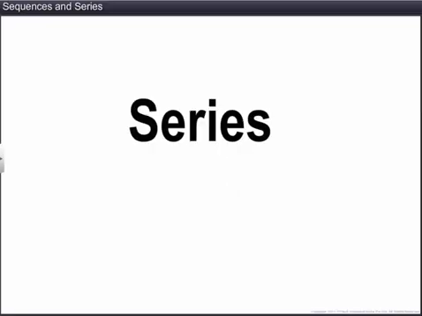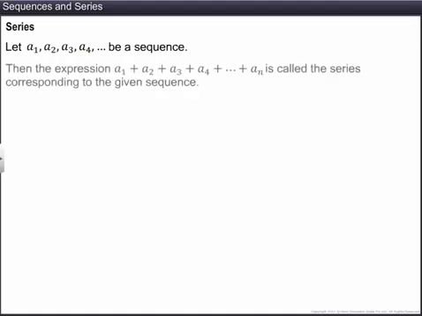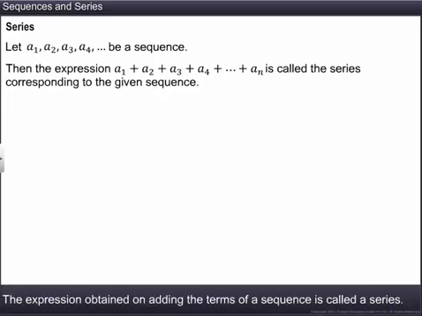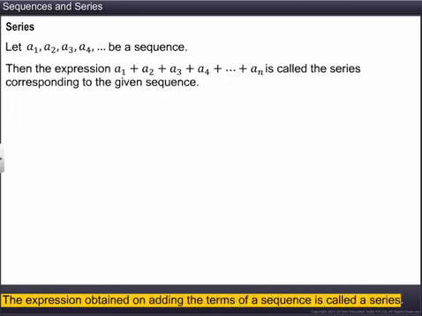Let us now learn about series. Consider a sequence with the terms A1, A2, A3, A4, and so on. Then, the expression A1 plus A2 plus A3 plus A4 and so on up to An is called the series corresponding to the given sequence. Mathematically, the expression obtained on adding the terms of a sequence is called a series.